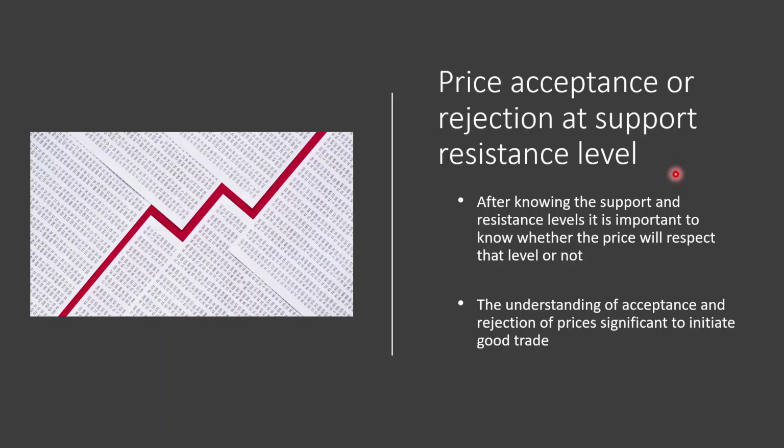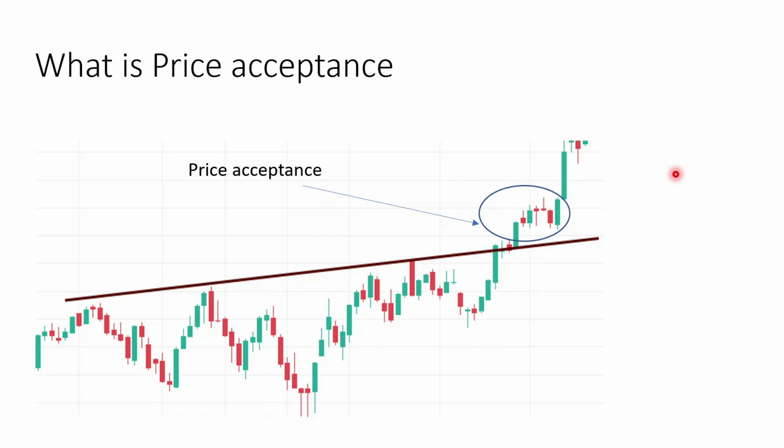The price acceptance or rejection at support resistance level. After knowing the support and resistance level, it is important to know whether the price will respect the level or not. The understanding of acceptance and rejection of a price is significant to initiate a good trade. What is price acceptance? Price acceptance is nothing but once it is crossing the trend line, it should spend some time above the trend line and it should move upward.